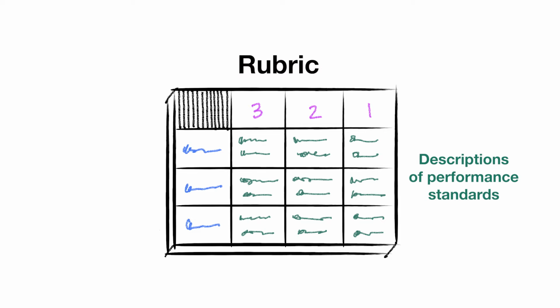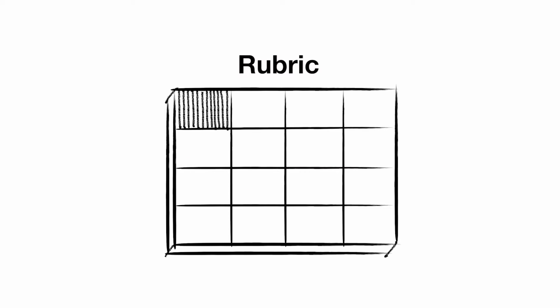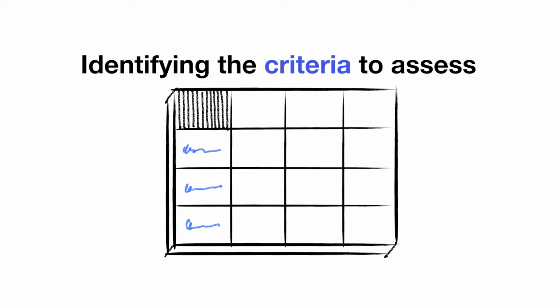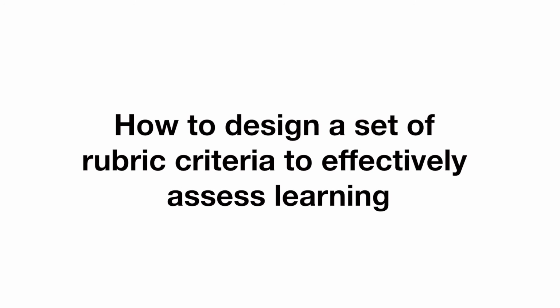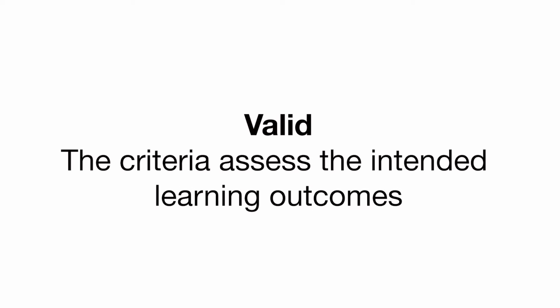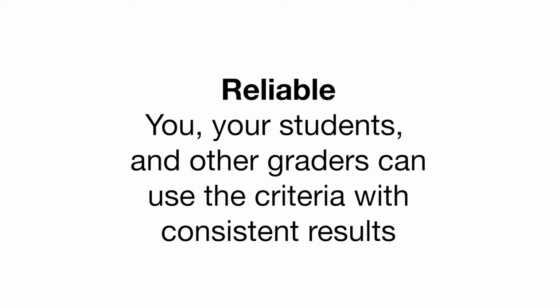It is important to note that these descriptions focus on what is observable, as suggested by the term performance. The most important, but also the most challenging part of designing a rubric is identifying the criteria to assess. In this video, we will share an example of how to design a set of rubric criteria to effectively assess learning. We will guide you through the process by asking 4 questions intended to help ensure your criteria are valid and reliable. By valid, we mean the criteria assess the intended learning outcomes. By reliable, we mean you, your students, and other graders can use the criteria with consistent results.